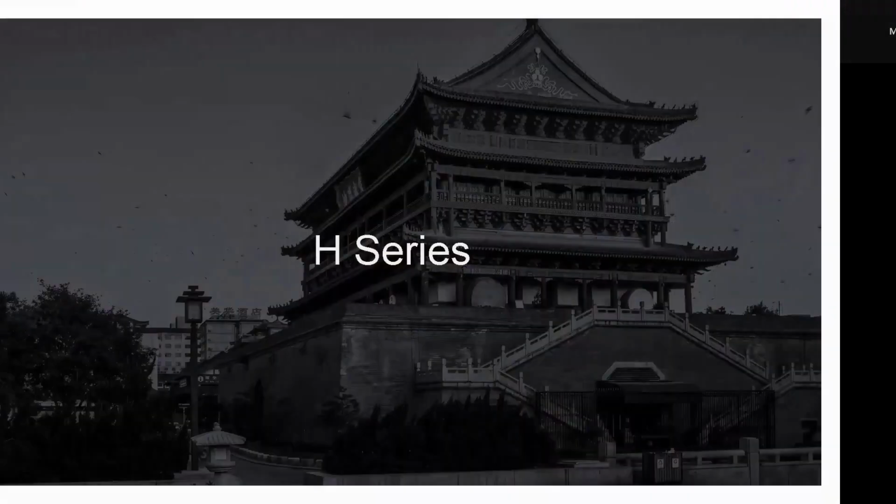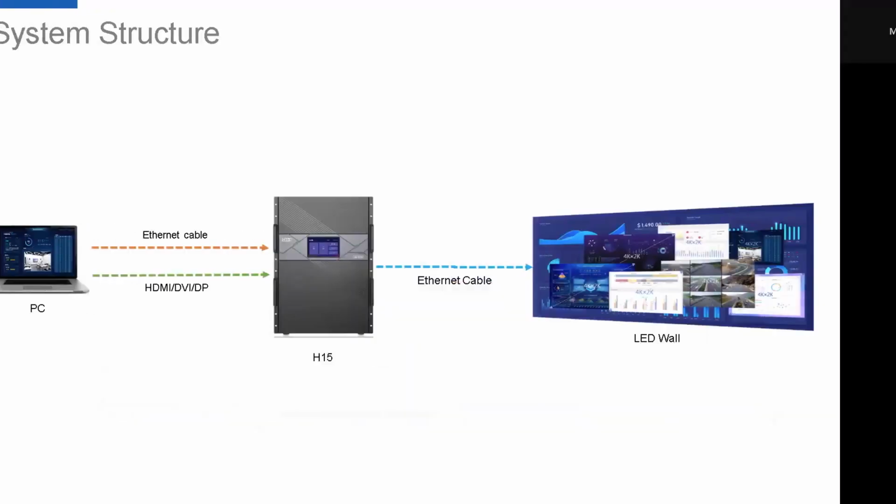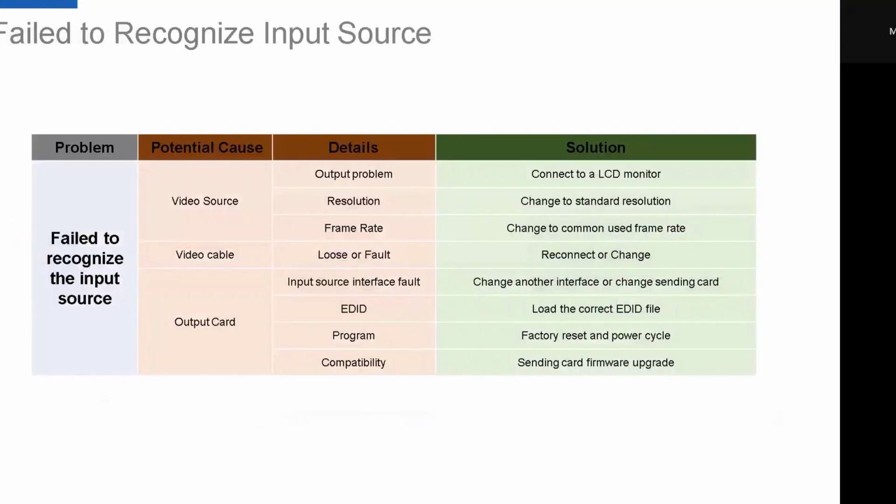And the last one is the H series. For now, we have H2, H5, H9, and H15. Same as the independent controller and all-in-one processor, let's check out the system structure first. The video source connects to the H series products directly and then goes to the LED screen. It's pretty simple. And here's another table listing all of the potential causes and corresponding solutions.